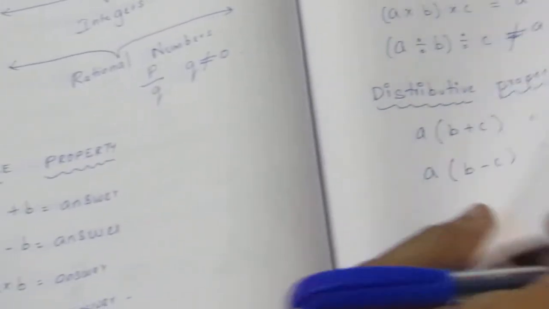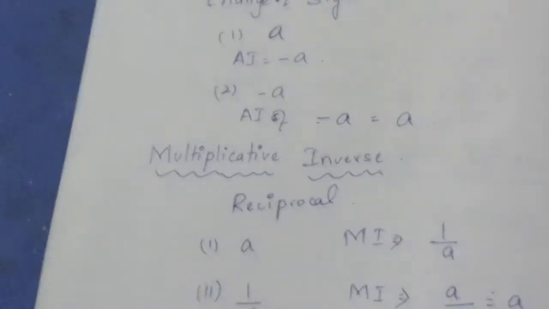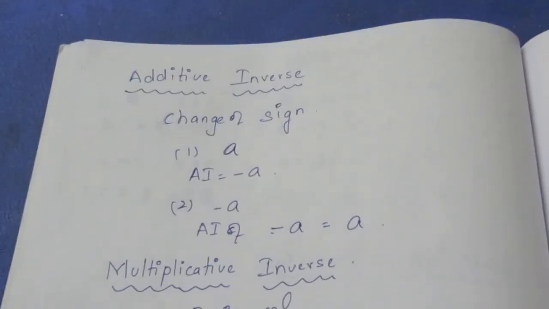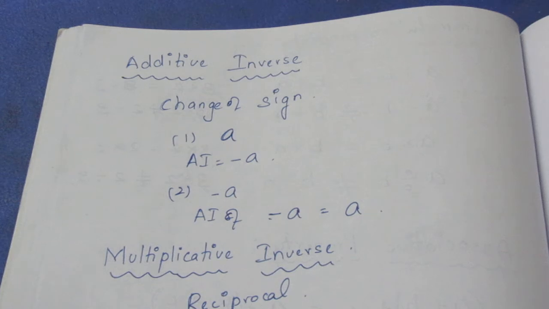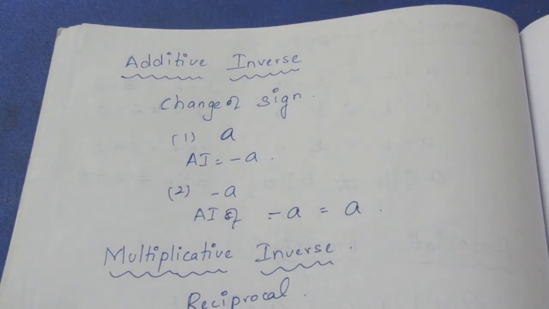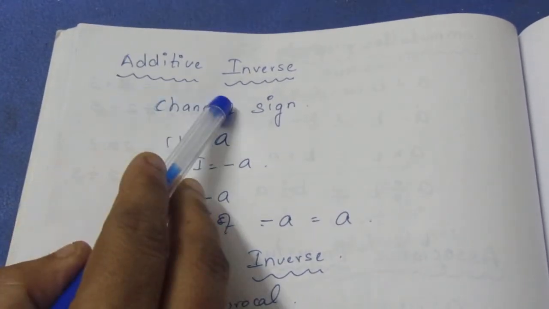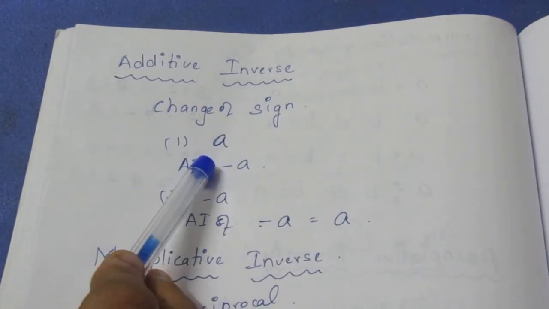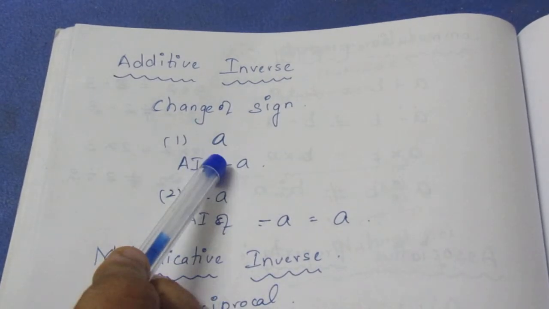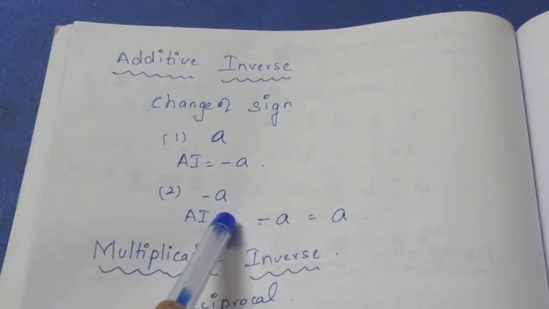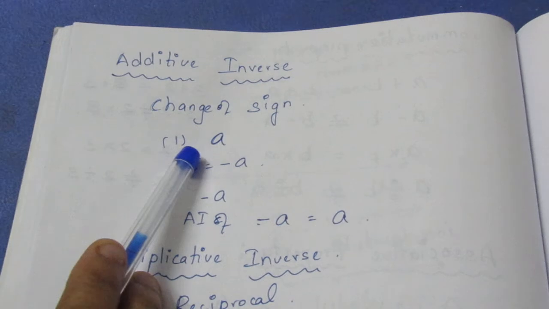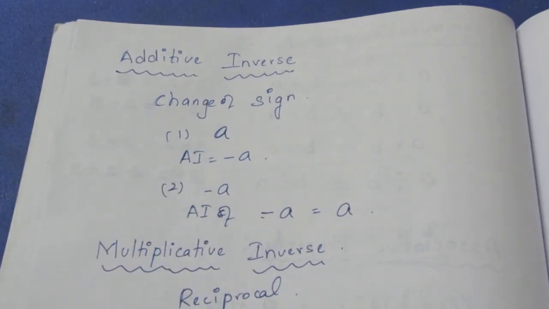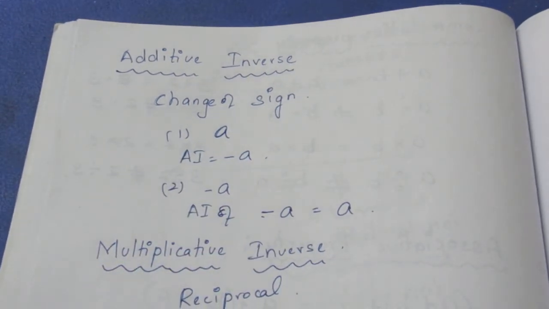We'll move on to the next one. Next one is additive inverse. Additive inverse is from the word addition, which is nothing but change of sign. So change of sign is the additive inverse. If they have given some number 5, the additive inverse of it is minus 5. You just change the sign. Same way, the additive inverse of minus a is a. The additive inverse of a is minus a. If it is plus, change to minus. If it is minus, change to plus. This is the additive inverse.